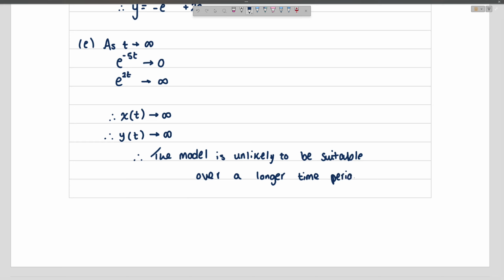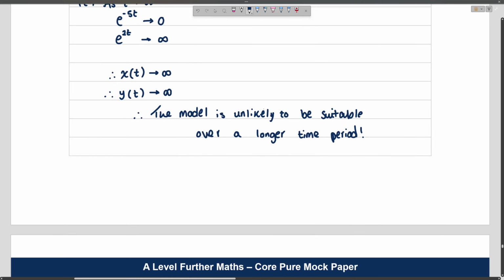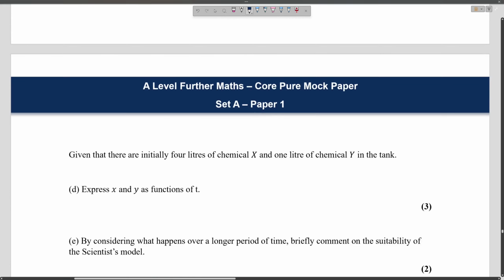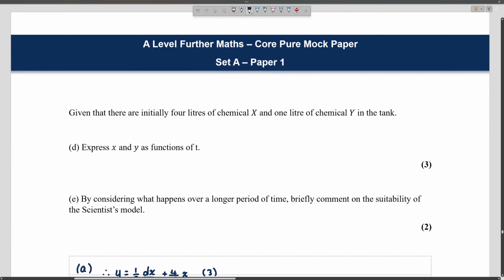Okay, and there we have it then. So that's all we need there for part E, right? Just considering what happens as t tends to infinity. And there we have it then. So that gives the solution here to the very last part of question 8, part E. And that actually gives us the solution then to the very last question, question 8 of this predicted paper or this mock paper here, set A, paper 1.